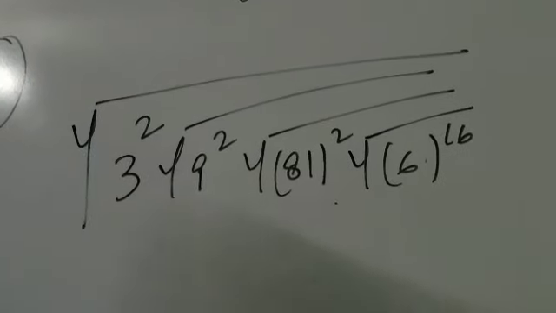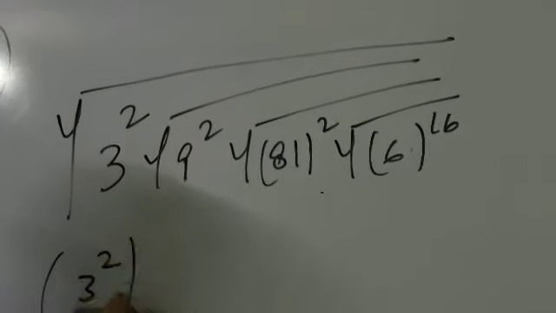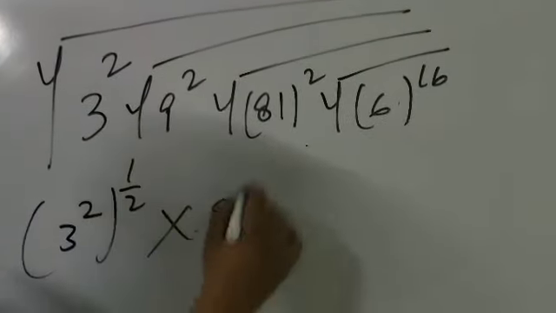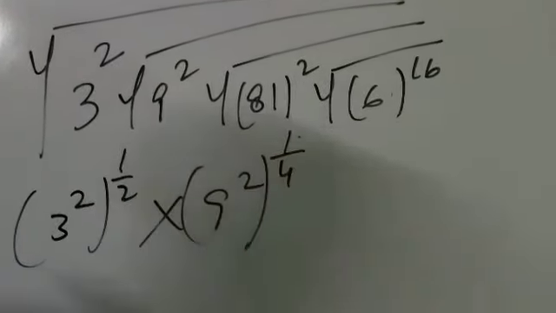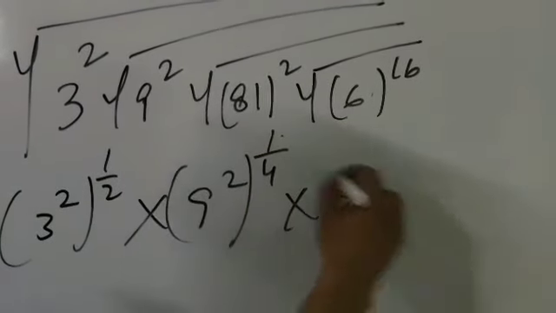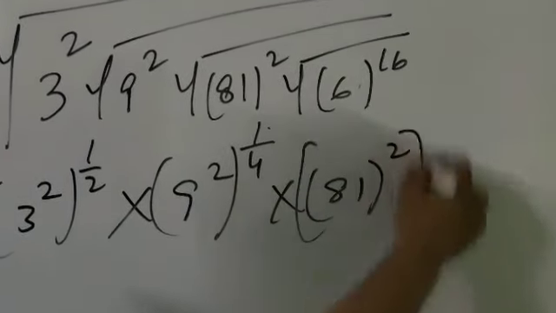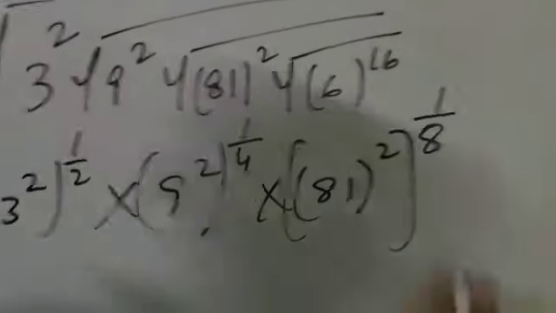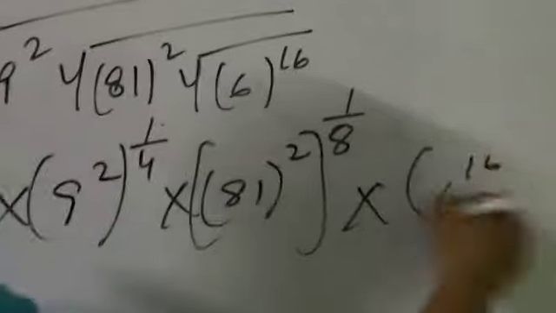63 question, very easy question. 3 square is there and this is power 1 by 2. Root means 1 by 2. If 2 roots are there, then that means 1 by 2 into 1 by 2 equals 1 by 4. 81 whole power 2. And how many roots are there? 1 by 2, 1 by 2 and 1 by 2, that is 1 by 8. Clear? Into 6 whole power 16.